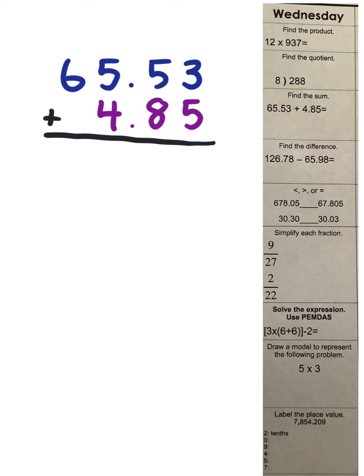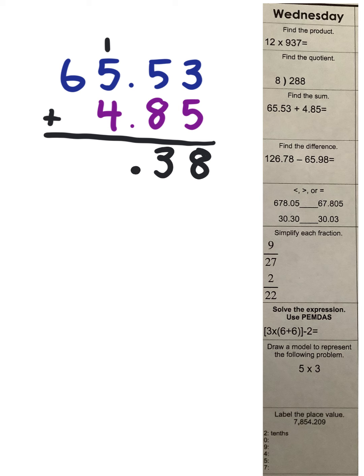So now let's find the sum of these decimals. If you've noticed, I've already lined up my place value for 65 and 53 hundredths plus 4 and 85 hundredths. So we'll start in our hundredths place, and we will add 5 plus 3, which is 8. 8 plus 5, which is 13. Carry my 1.